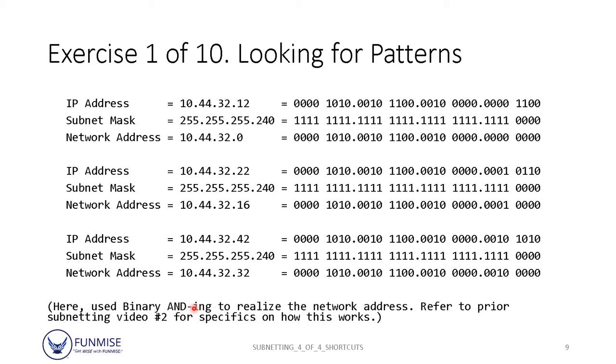Now, as noted here, we use binary ANDing to realize the network address. There was a prior subnetting video number 2 for specifics on how this works. So go back and review the prior subnetting videos 1 and 2 if you're not clear on what binary ANDing is.